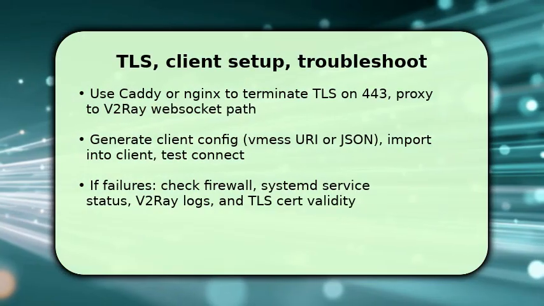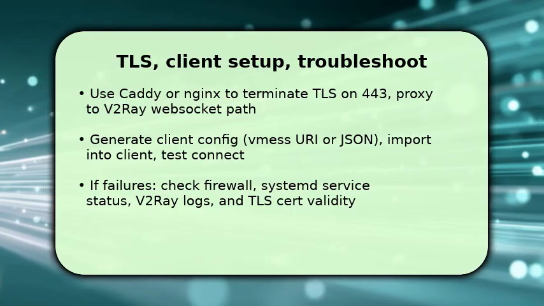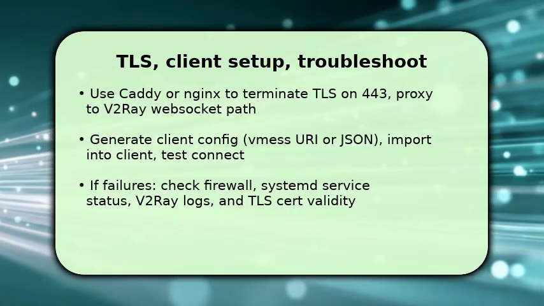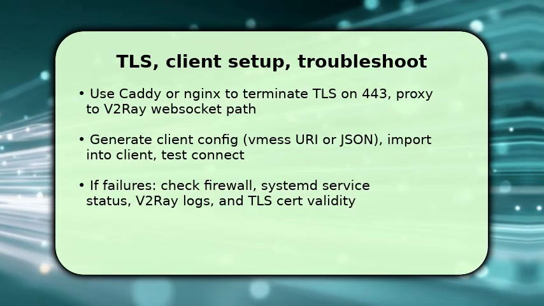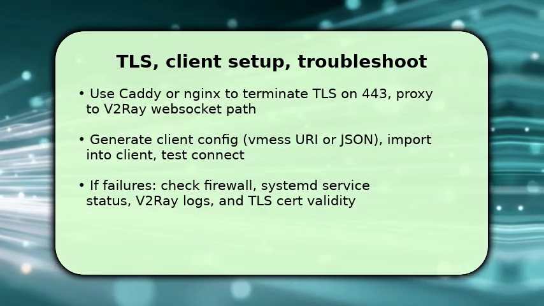Finish by terminating TLS with Caddy or Nginx on port 443 and proxying WebSocket traffic to V2ray on localhost. This masks VPN traffic as regular HTTPS.